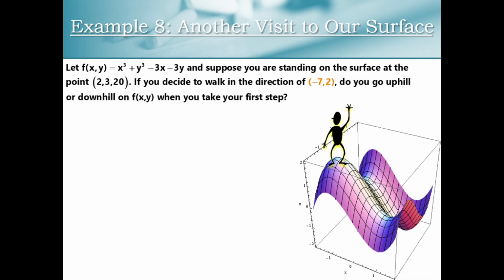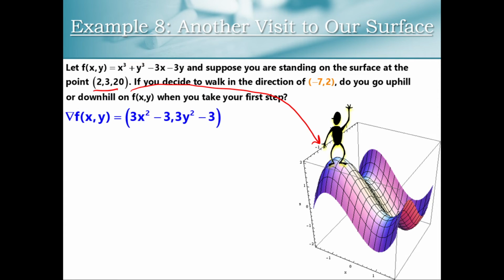Okay, another question that you could be asked. Let's say here's another surface that I made up, and let's suppose that you're standing on the surface at the point 2, 3, 20, right here. And you don't take out your gradient compass or anything. You just decide, I'm going to walk in the direction of the vector -7, 2. I'm not going to guarantee that I'm walking in the direction of greatest initial increase. I'm just going to pick a direction to walk in. And I want to know, am I going to walk uphill or downhill when I take my first step?